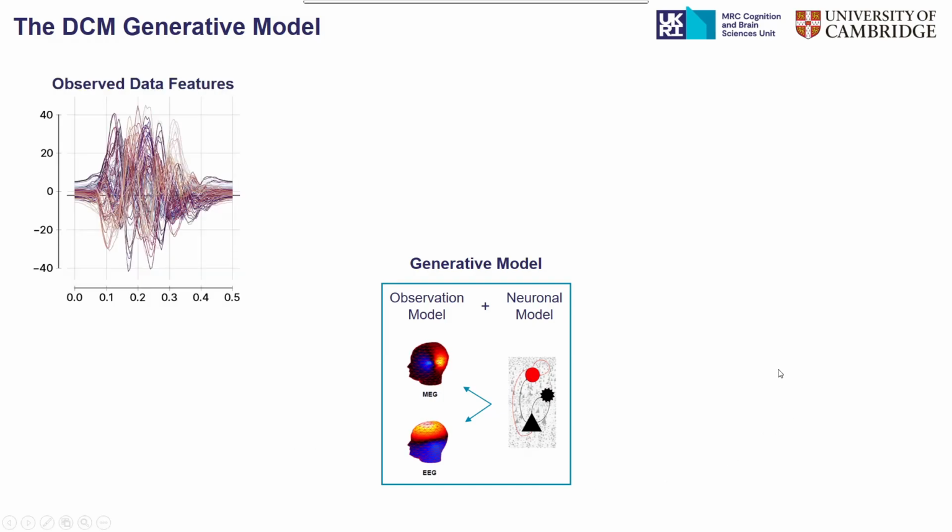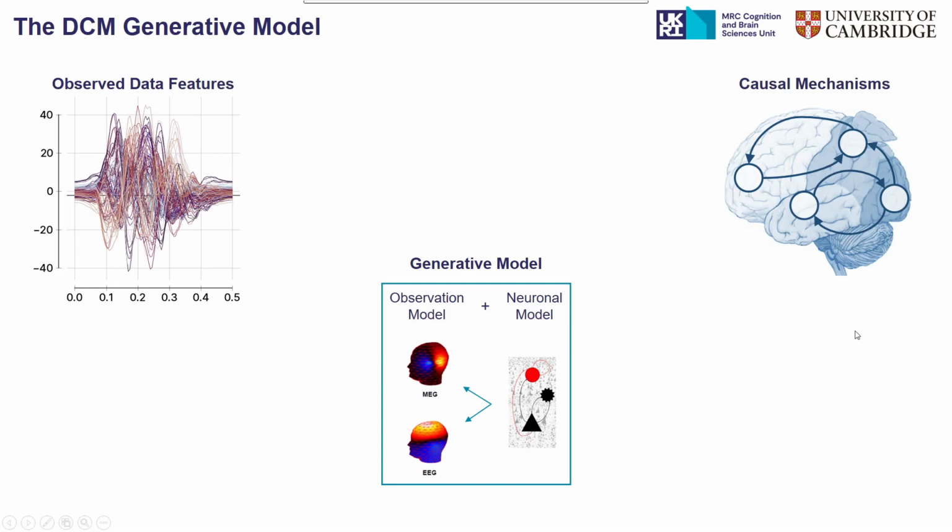The observed data features could be in the time domain, like event-related potentials or fields, or they could be frequency domain features like power spectra. And we usually have a hypothesis about which regions in the brain are responsible for generating these data features, as well as how the regions might be connected. Essentially an architecture underlying the observed data features.